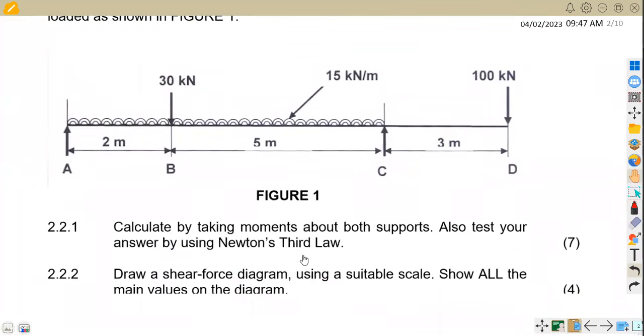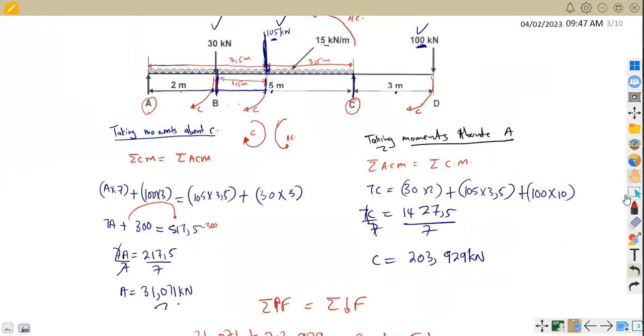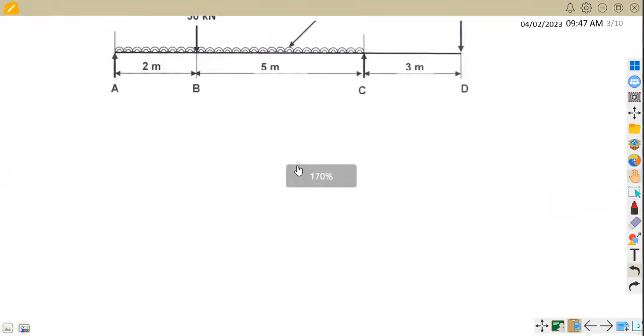Using a suitable scale, show all the main values on the diagram. I'm just going to show you the main values, because in this case, the issue of a suitable scale is going to affect me. Remember the values of A and the values of B, because I just want to remove this part. It's not going to affect as much. I want to work from this diagram here.